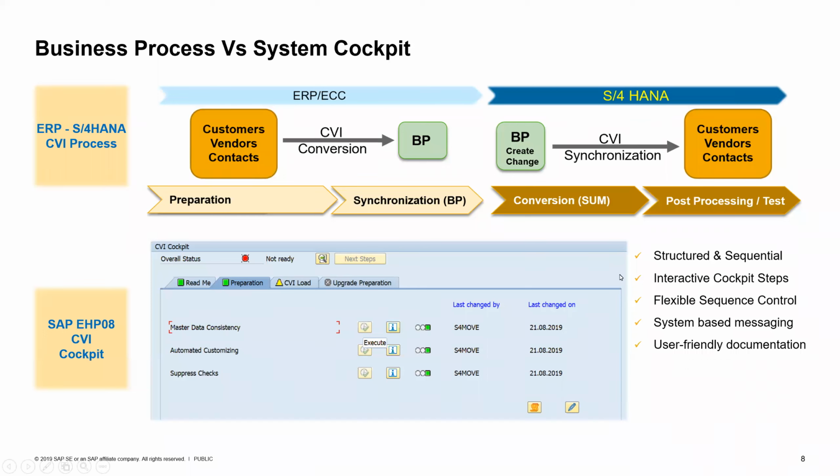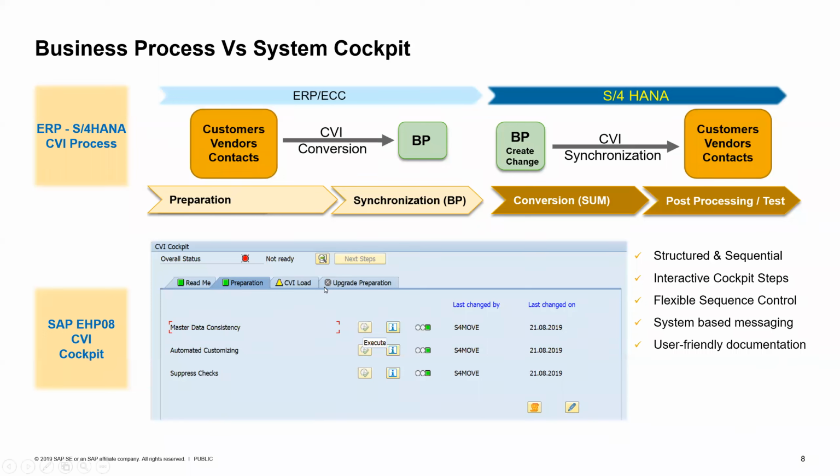To start with, it is first of all the standard structured and sequential cockpit delivered by SAP. Further to that, it has quite interactive cockpit steps, meaning a master data specialist who will be operating the CVI cockpit can basically set the statuses of the tasks. The overall cockpit is structured into basically a 3-step hierarchy.